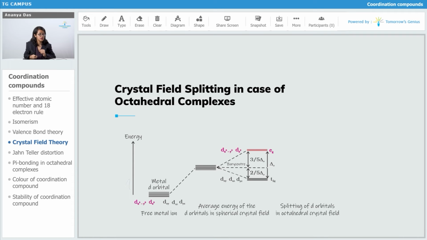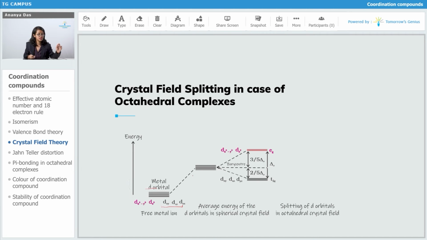First of all, you see the metal d orbitals, that is the dx square minus y square and the dz square, that is the pink one. These are the axial ones, and these black ones are the non-axial ones. First of all, when there were no ligands, all of them were degenerate. What does degeneracy mean? Degeneracy means that the orbitals are of equal energy. dxy, dyz, dzx, dz square and dx square minus y square, when there was no ligand present, all of them had the same energy. Then a ligand approached them from far away.